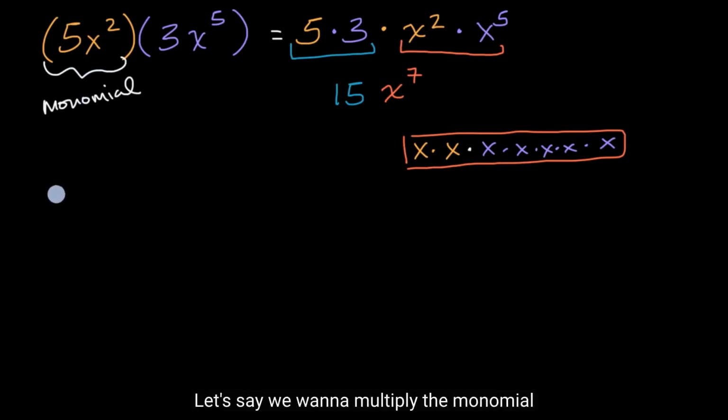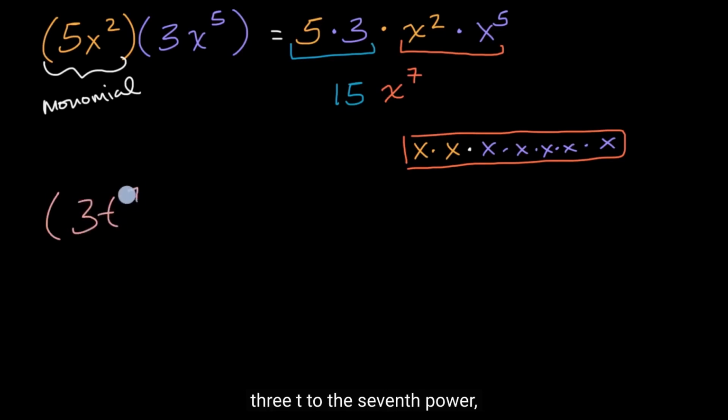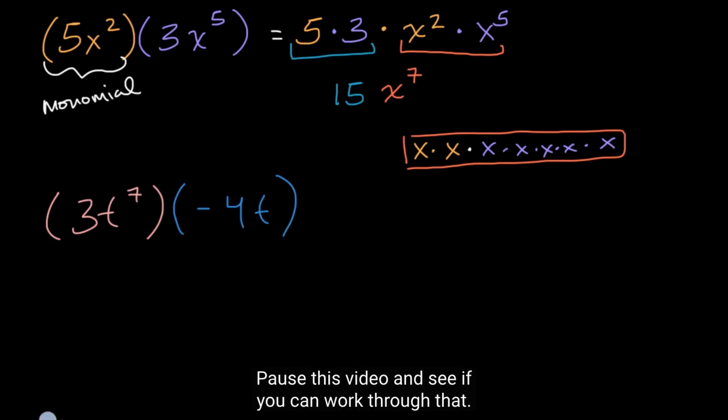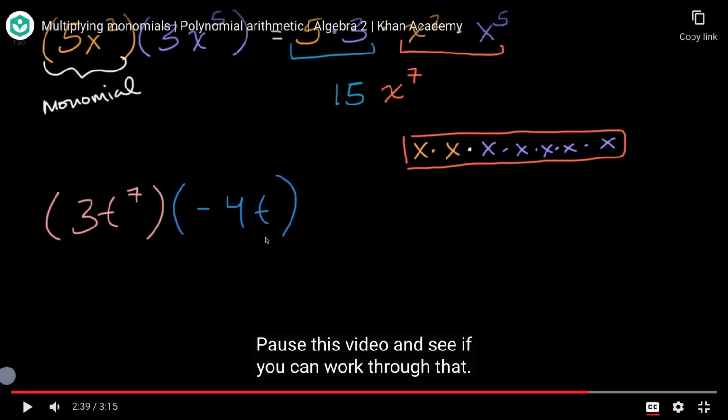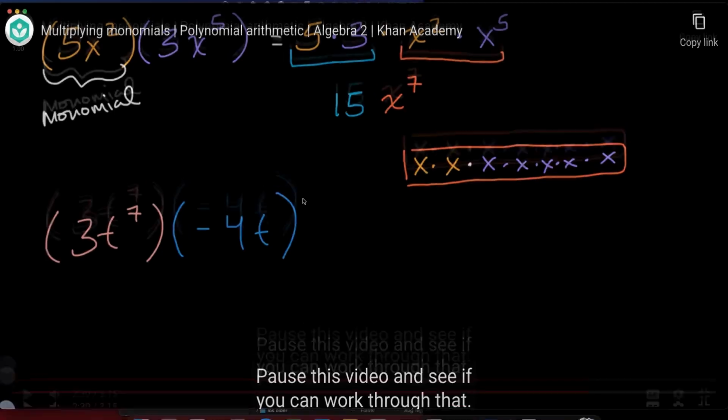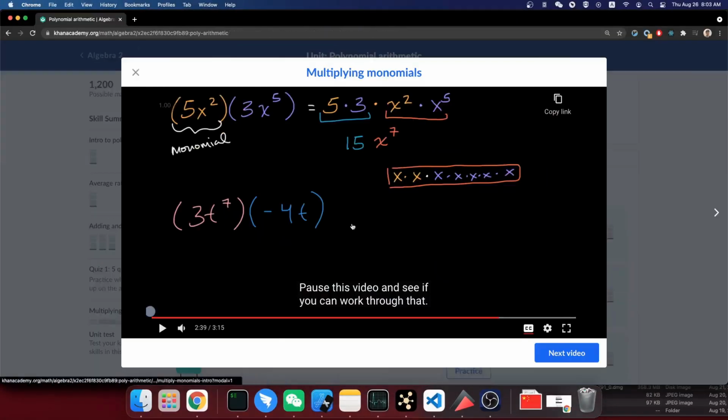Let's say we want to multiply the monomial 3t to the 7th power times another monomial, negative 4t. Pause this video and see if you can work through that. Of course I could work through it. It's just 3 times negative 4, which is negative 12. And since they have the common base of t, we multiply t to the power of 8, because this is 7 and this is 1, and 7 plus 1 equals 8. And that's just as simple as you could master.